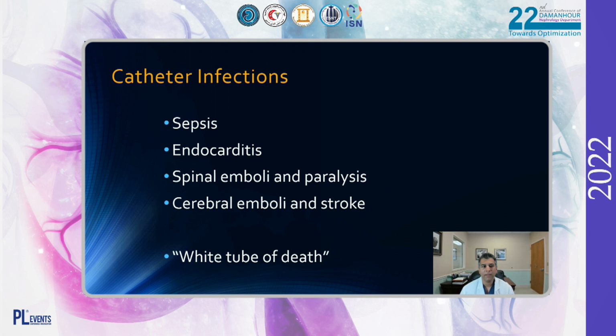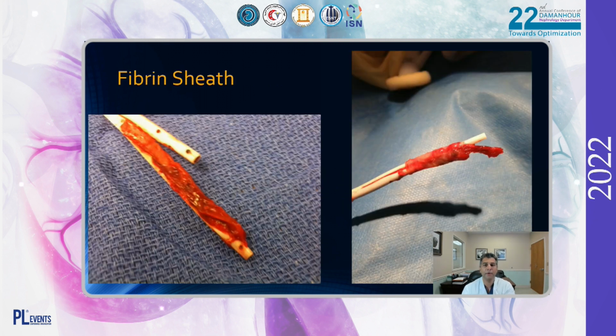Again, our biggest concern of catheters is infection because the catheter acts as a conduit for bacteria traveling from outside of the body to inside of the body. And we can have sepsis, endocarditis, spinal emboli and paralysis, and cerebral emboli and strokes have even been noted. Some have even called our catheters a white tube of death. And although they are useful in short-term settings, we really try to minimize the long-term use of catheters in our population. Catheters are not perfect, and they can sometimes get dysfunction or poor flow.